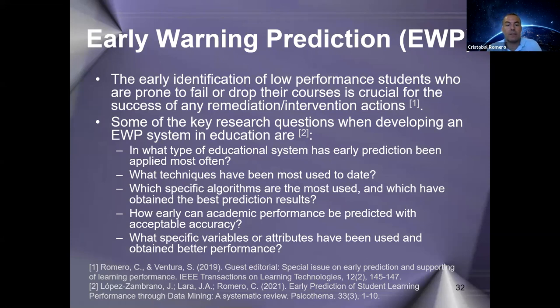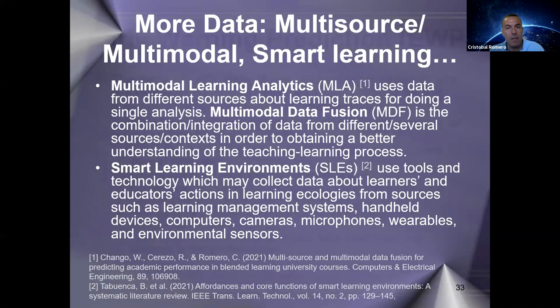They provide better results, not the same attributes used for a good prediction in the middle of the course or at the end. So what variables are the better? I provide the reference. And finally, more data. I want data, no?